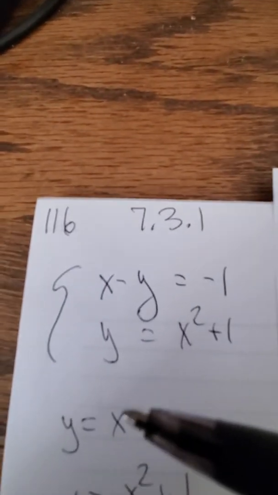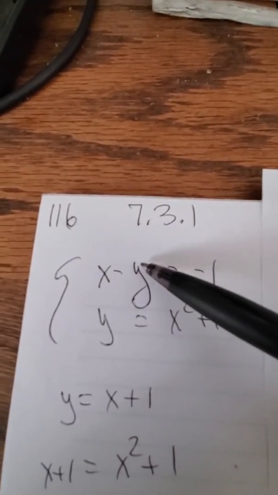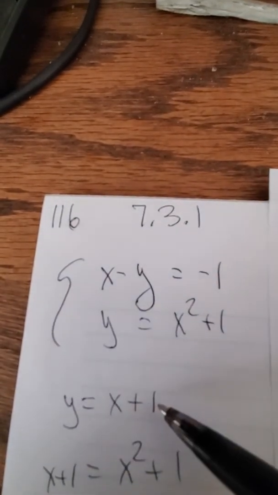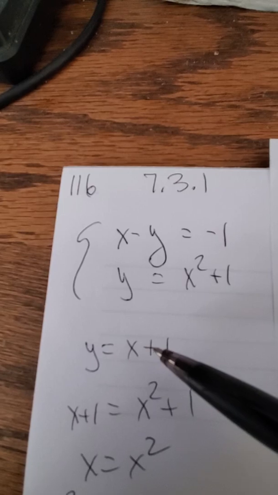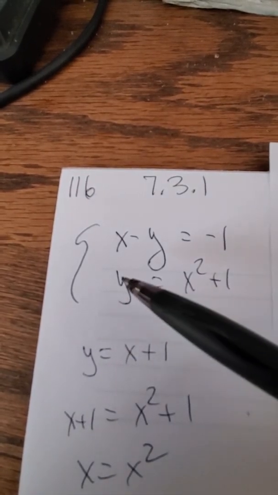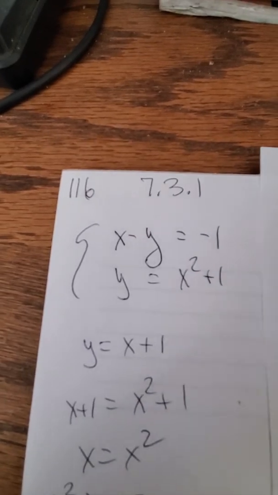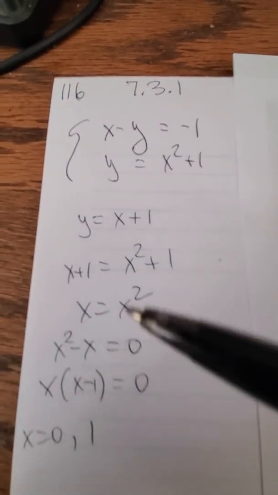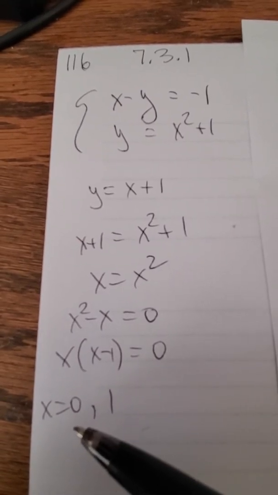We're going to use substitution. I'm going to go into the first equation and solve for y. So from the first equation, I get y equals x plus 1. Then I'm going to look at the second equation. I'm going to take that x plus 1 and plug it into the y over here. So I get x plus 1 equals x squared plus 1. This gives me x squared equals x, which gives me x squared minus x equals 0. So x winds up equaling 0 or 1.